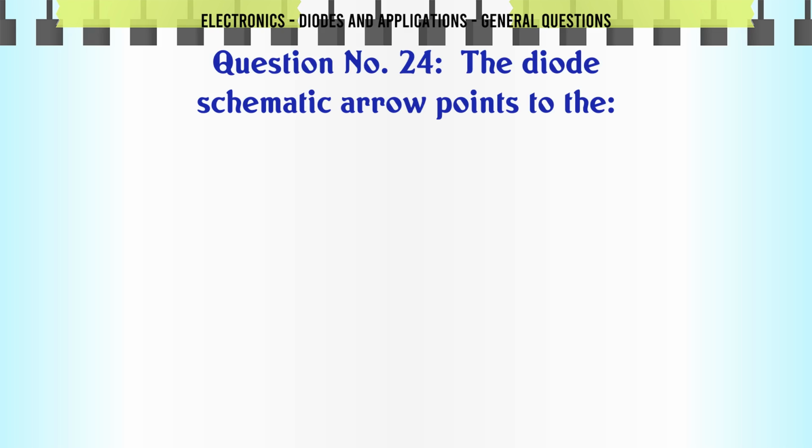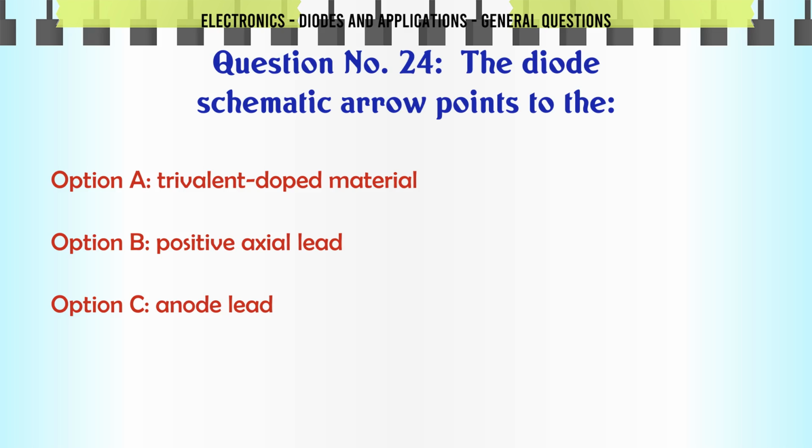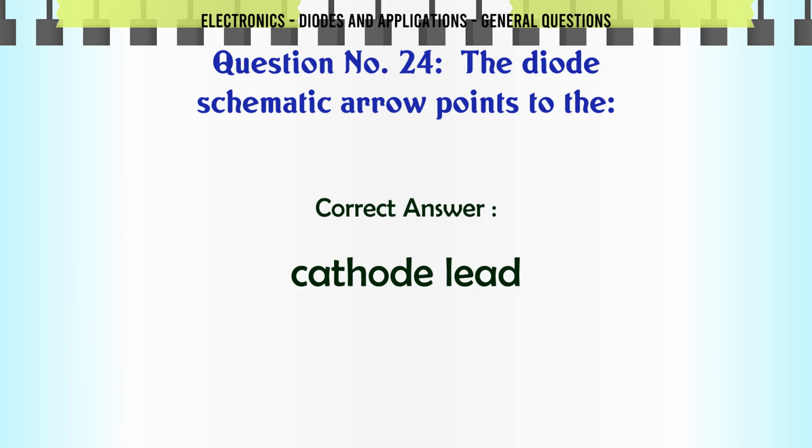The diode schematic arrow points to the: A. Trivalent doped material, B. Positive axial lead, C. Anode lead, D. Cathode lead. The correct answer is cathode lead.